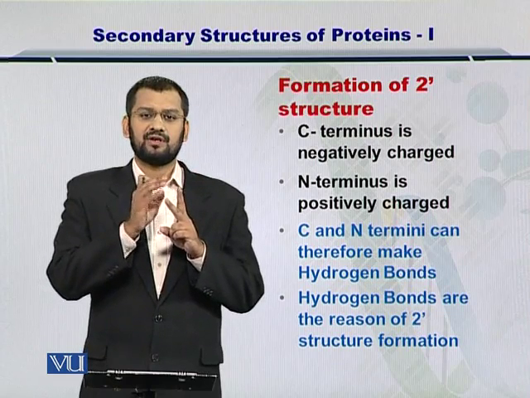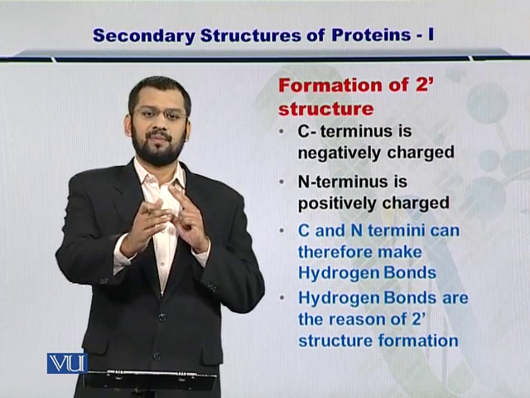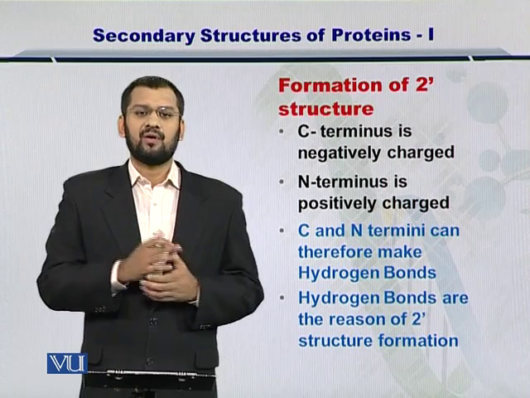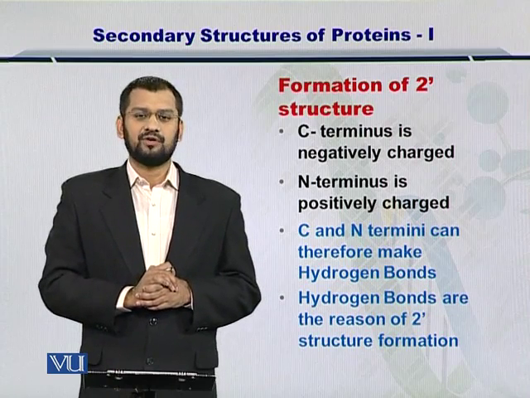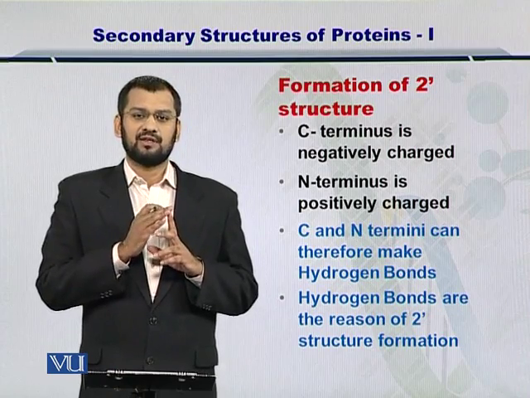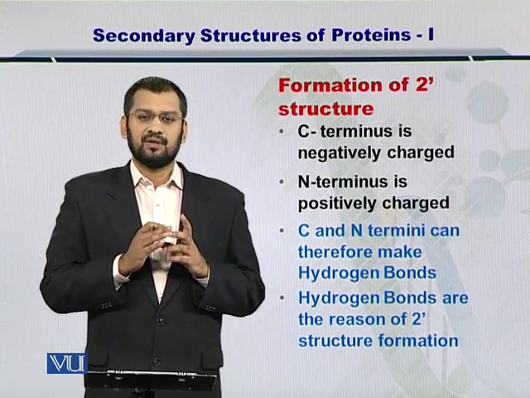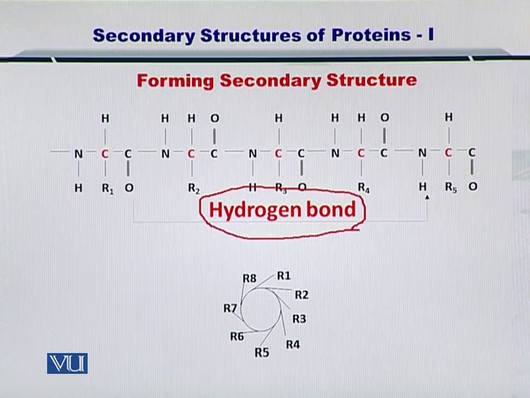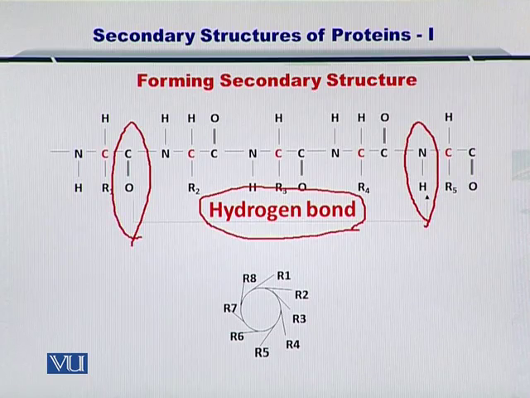So if each amino acid has both of them, and the polypeptide chain contains multiple such amino acids, then there is a high probability of the formation of hydrogen bonds between negatively charged C-termini and positively charged N-termini of different amino acids. So with this foundation, the amino acids come together in the form of hydrogen bonds. Here you see a hydrogen bond that has been formed between the N-terminus and the C-terminus of a polypeptide chain.